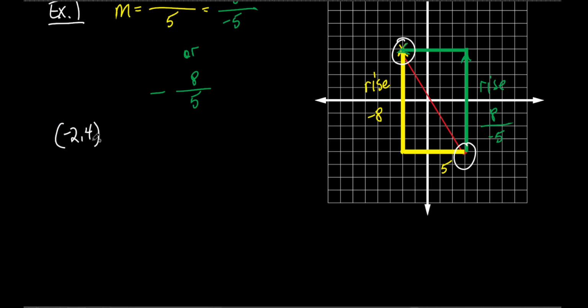So most of the time, they probably won't give you a graph. Most of the time, they're just going to give you 2 points. They're going to ask you to find the slope, okay?